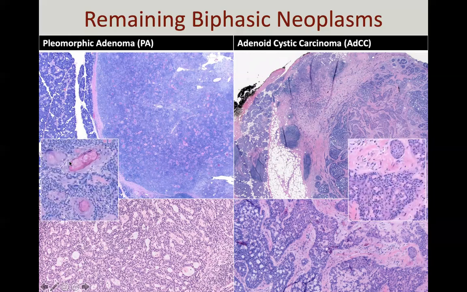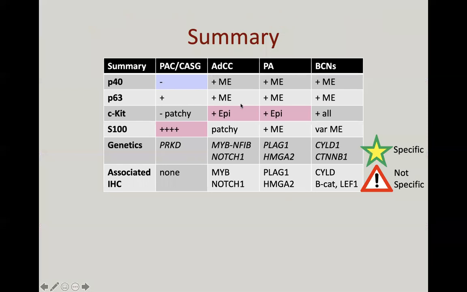Again, here's showing, just to hit home, that squamous metaplasia and a little bit of squamoid metaplasia in these tumors as well. All right, so this is our summary of our important immunostains as well as our genetics.